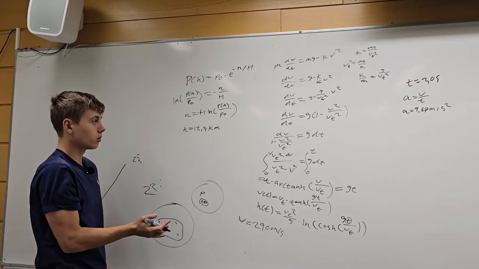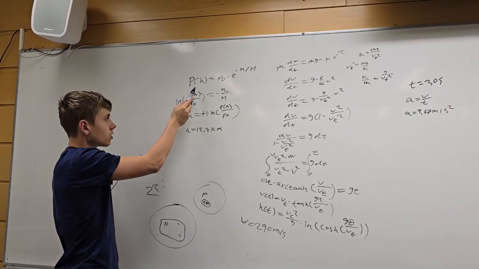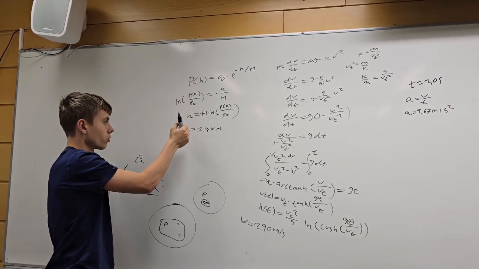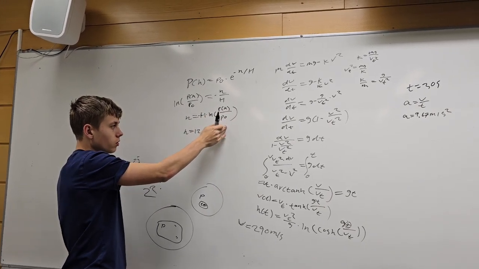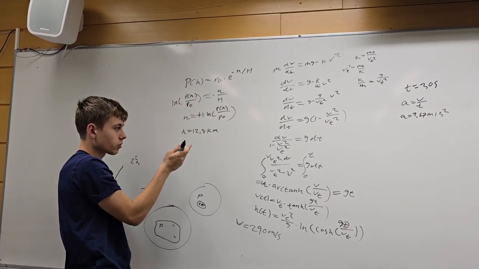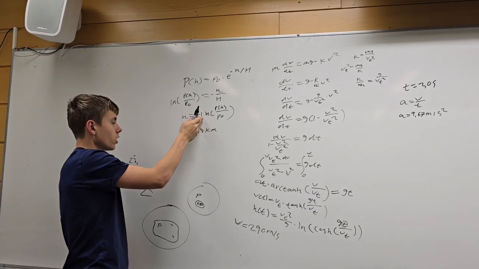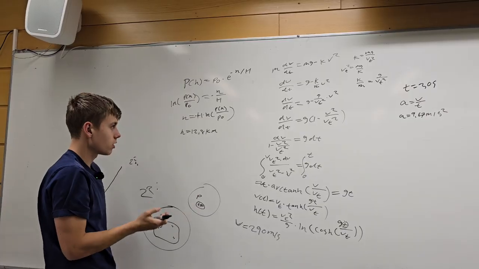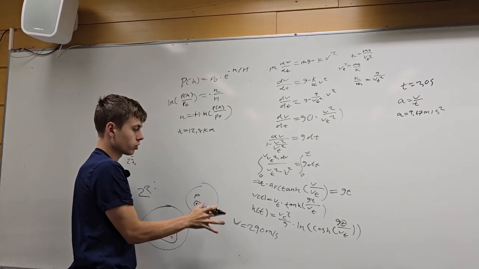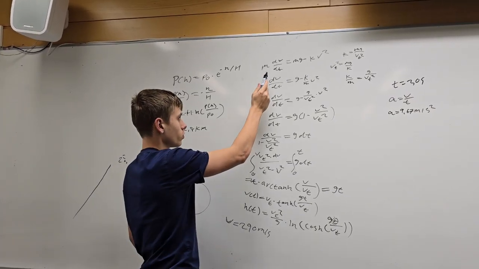So with that knowledge, we can just input the pressure, but first we're going to solve for H. We input this here, where P0 is the atmospheric pressure at sea level and H is the height of the atmosphere, and from this we get that H is 12.8 kilometers. This is something we're going to save and use for later.